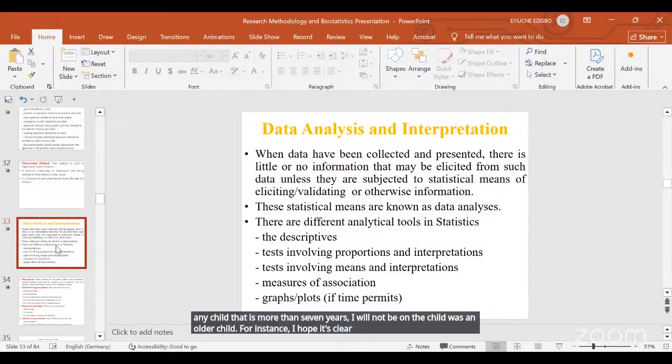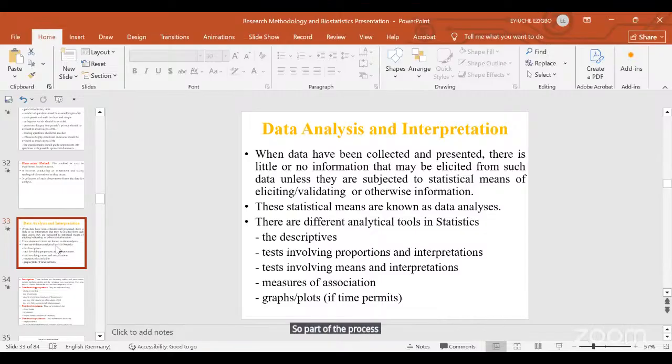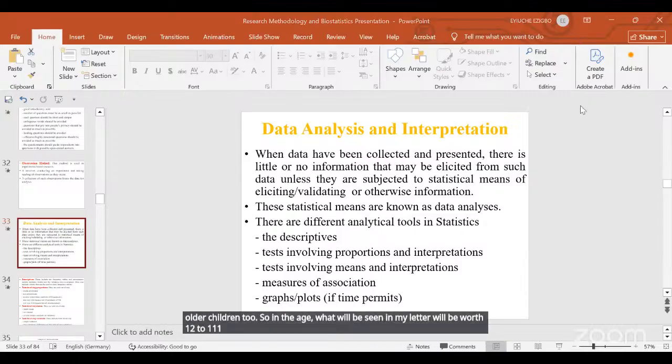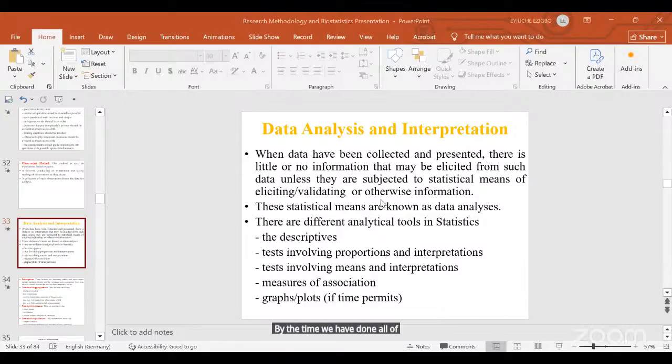So part of the processing will now be that I will go through their ages. I may say younger children 1, older children 2. So in the age, what will be seen in my data will be what? 122, 111, 222, and so on. I hope it's clear. It is part of the processing. All of them put together. By the time we have done all of this, we have processed the data. And the data is now ready for what? For analysis.